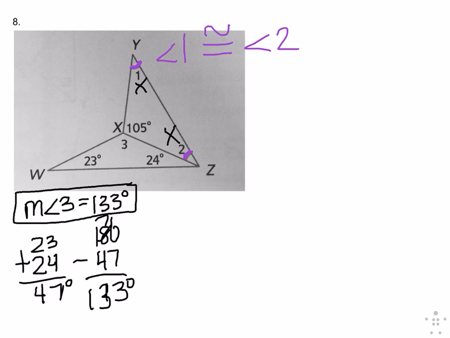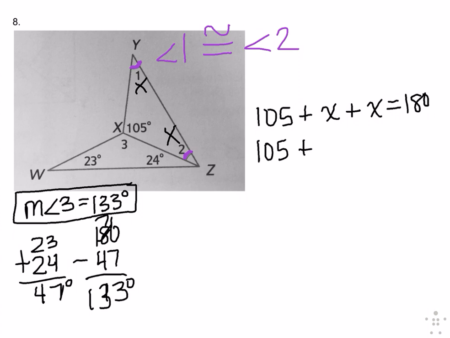Now we know that the 3 angles inside of the triangle have to add up to 180 degrees. So that means 105 plus x plus x have to add up to 180 degrees. So let's simplify the equation that I just wrote down. So here when we combine, x plus x is 2x.